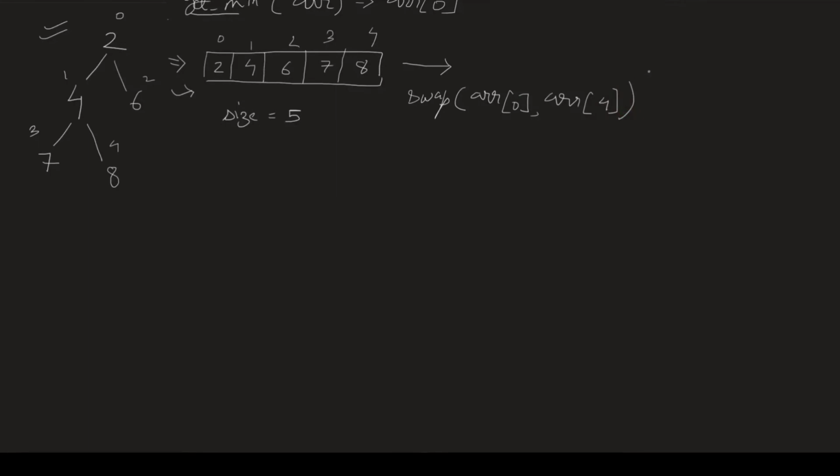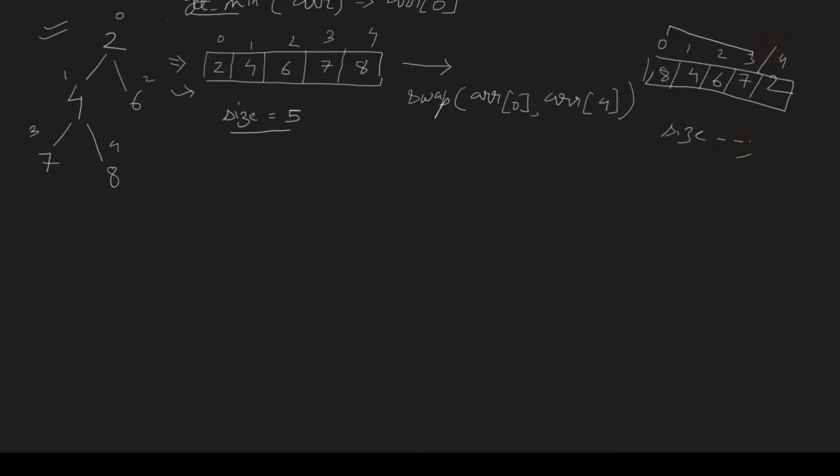So after swapping the first value and the last value, we'll have our array, that is 8, 4, 6, 7 and 2. This will be the array which we have after swapping the first value and the last value. And after that we need to decrease the size of this array. Initially the size was 5. Now we'll be reducing the size value. So now the array size will be 4, from 0 to 3.